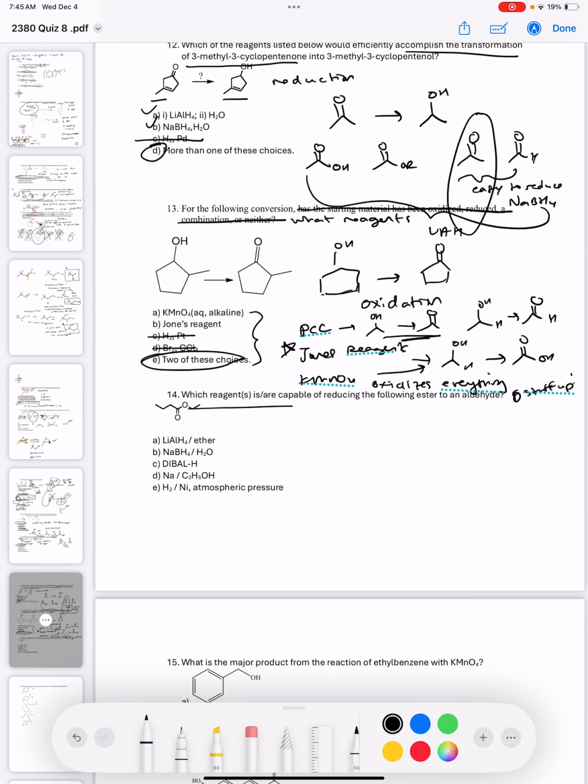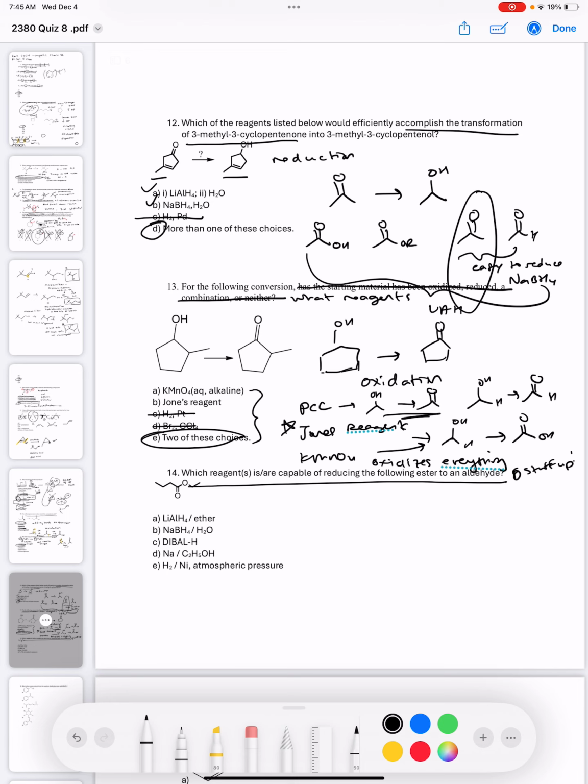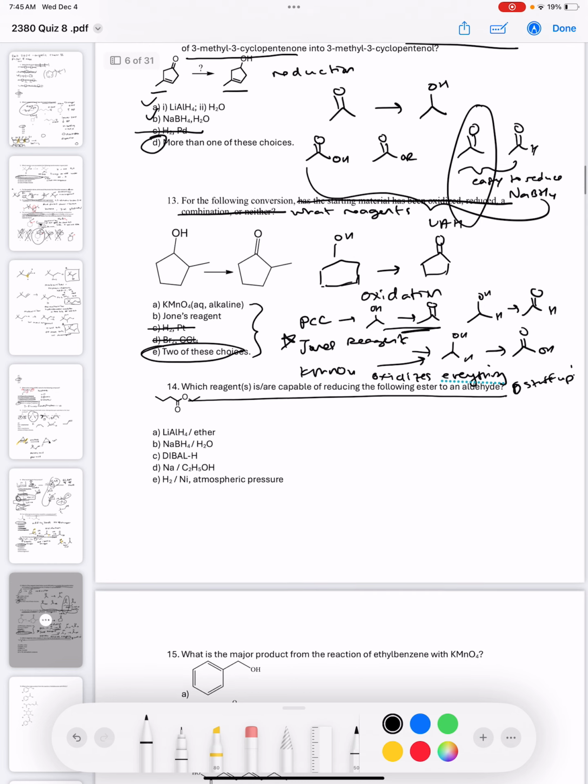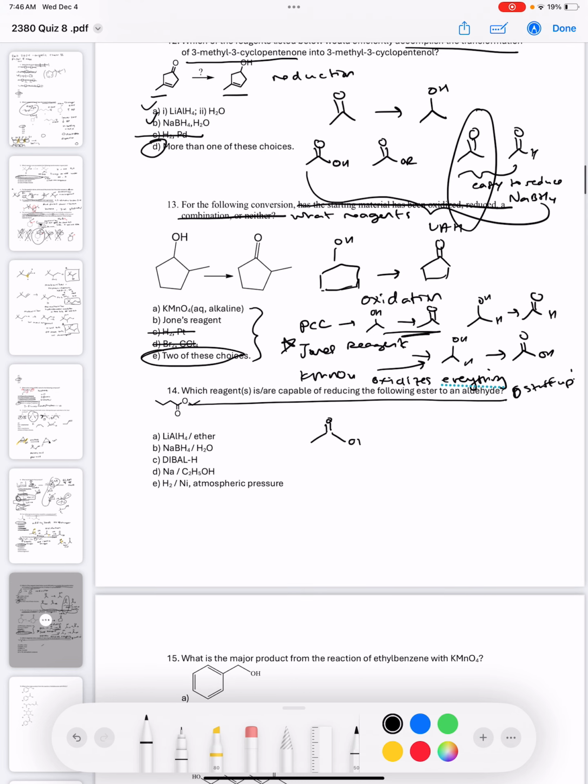Okay, which reagents are capable of reducing the following ester to an aldehyde? So I already drew that up here, is that these will all reduce back to the alcohol. What we didn't talk about is, so I'm going to sort of expand this. NaBH4 will take these to an alcohol. And then LAH will take all of these to alcohol.